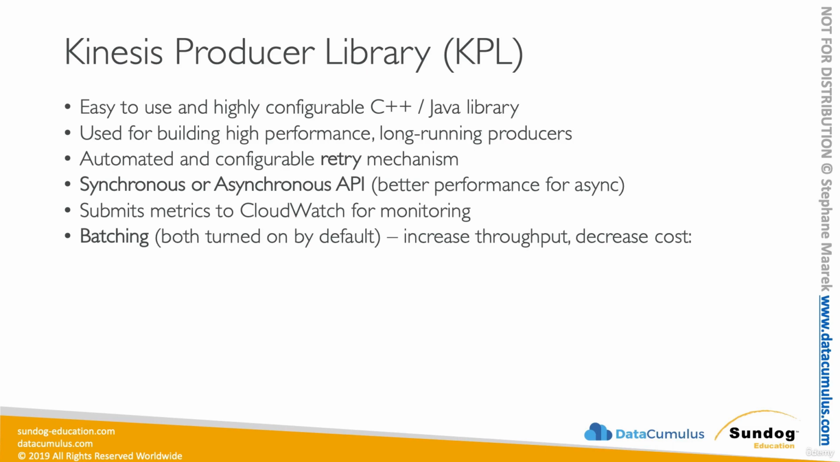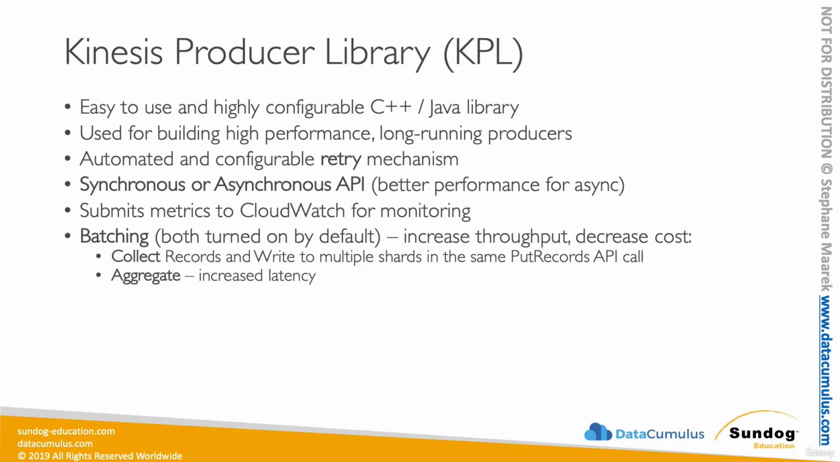You need to know those, absolutely. The first one is to collect records and write to multiple shards in the same PutRecords API call. And the second one is to aggregate, which increases the latency but increases the efficiencies as well. So it's the capability to store multiple records in one record, and you're able to go over the 1000 records per second limit with this. I'll describe these to you in the very next slide anyway.